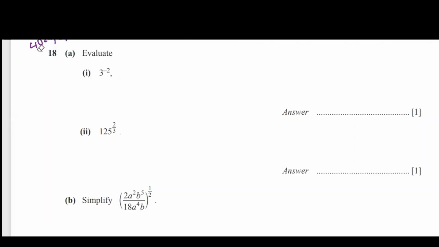This is 4024 paper 1 variant 1, May June 2017, question number 18 part A. In this question, in part A, evaluate 3 raised to power minus 2. You should note there is a note here. In this question, you should know a raised to power minus b will be 1 over a raised to power b. So you can write 1 over 3 square, and 1 over 3 square will be 1 over 9. That is your answer.